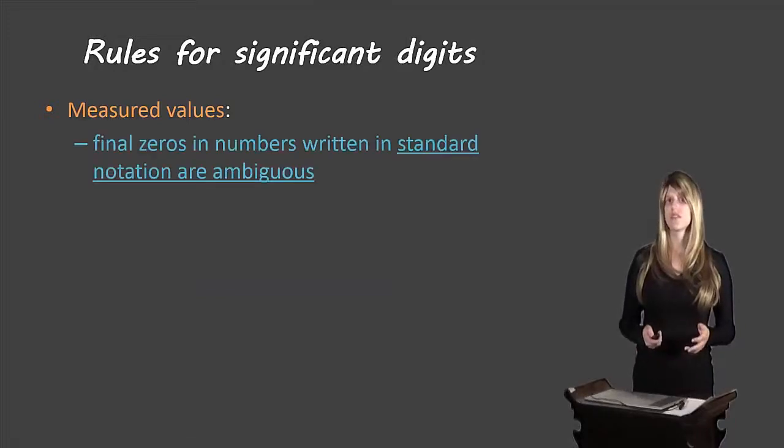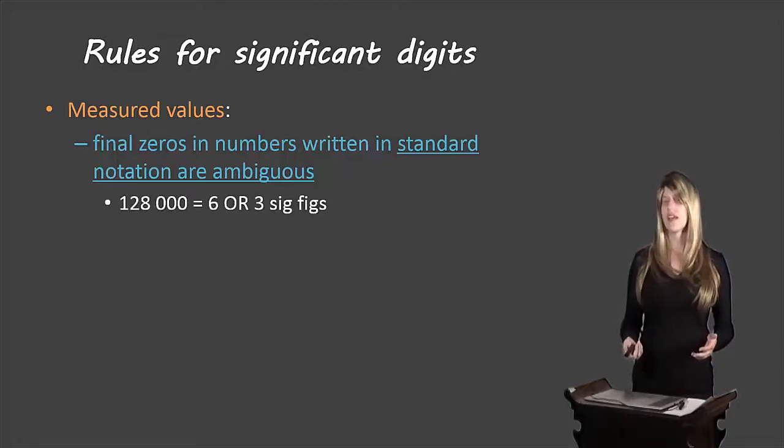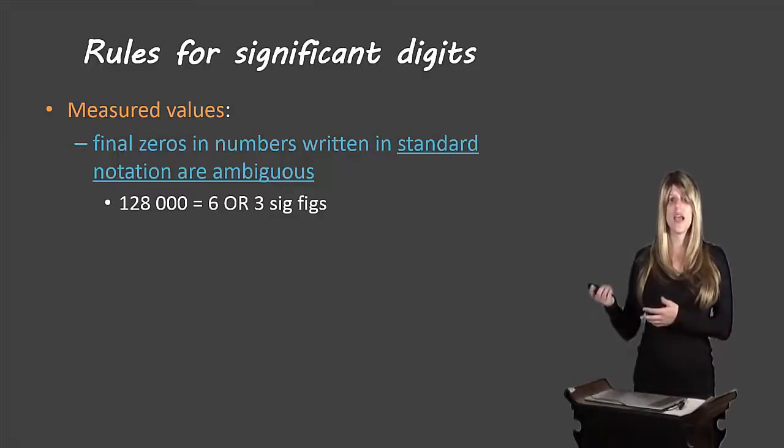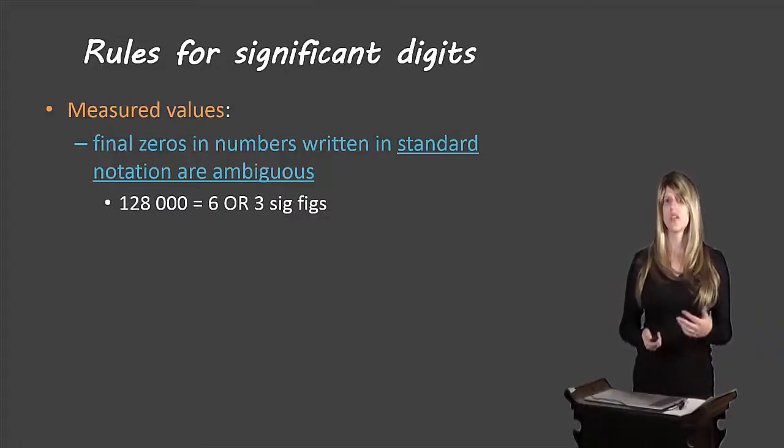Final zeros that come at the end of the number, if they're written in standard notation, are ambiguous. That means we don't know if they're significant or not. This is one of the drawbacks of standard notation. So if we had 128,000, there could be 6 significant digits or 3. We don't actually know based on the number being written in that way. When we're doing calculations, we always assume the least number. So there could actually be 6 significant digits, but we would have to assume that there are only 3 because we don't have any information to tell us that there are in fact 6.